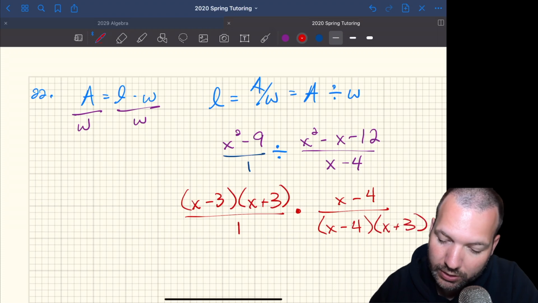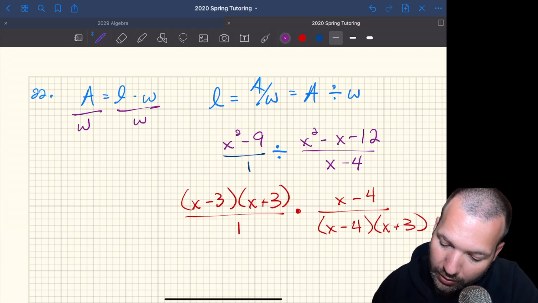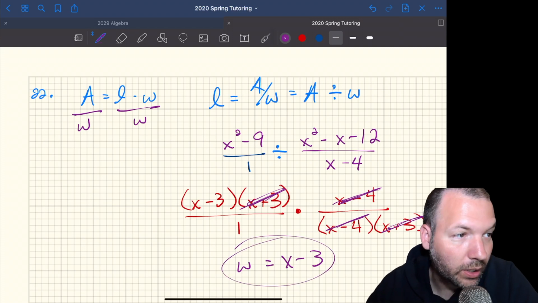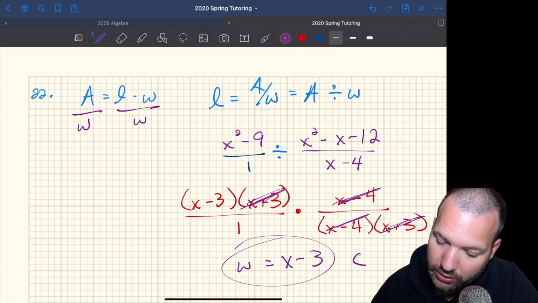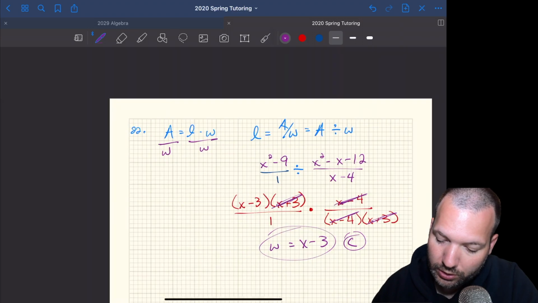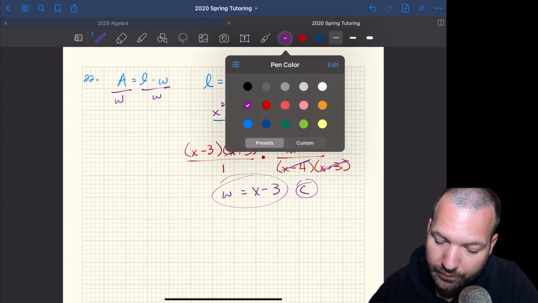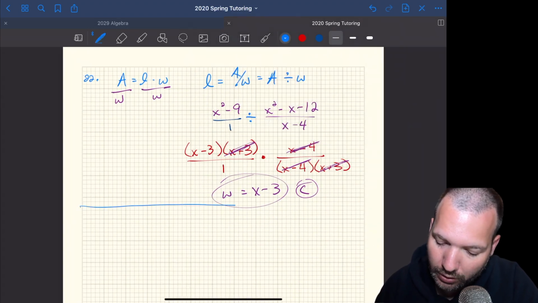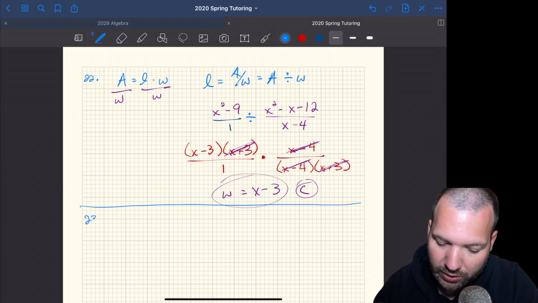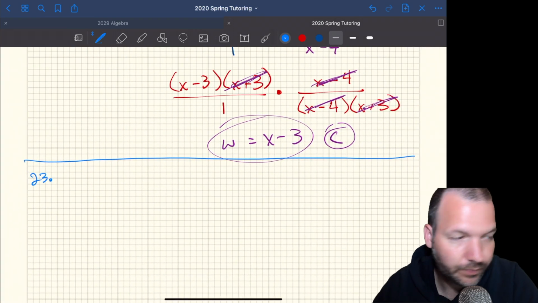Okay, I did get ahead of myself. I should have been more patient. The x minus 4's cancel, the x plus 3's cancel, and the only thing I'm left with is x minus 3, which is answer choice C here. So, fine question. I should not have cast aspersions upon it.